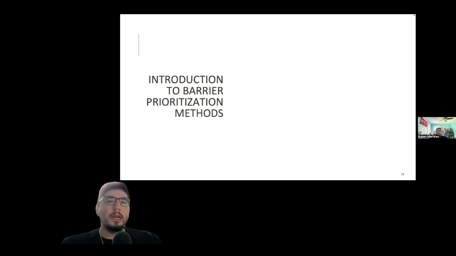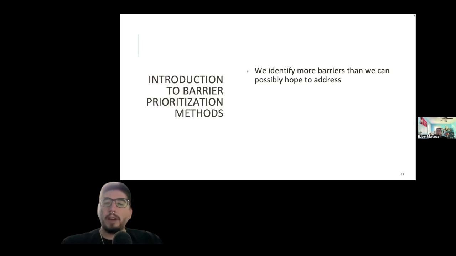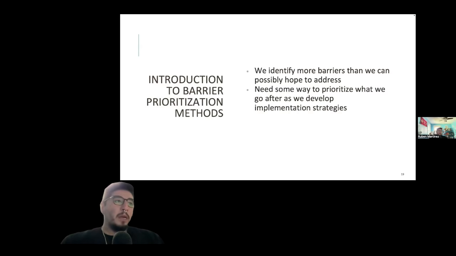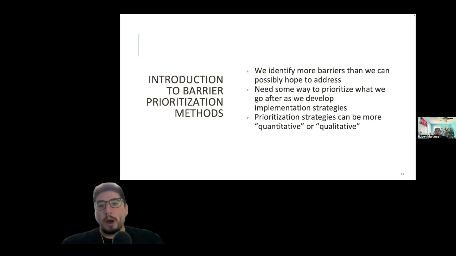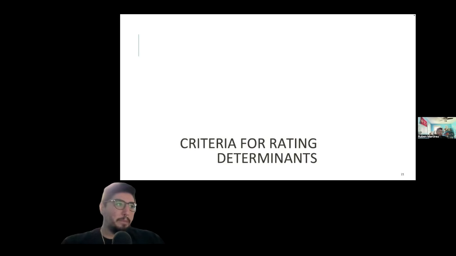Okay, so just a quick introduction. We identify more barriers than we can hope to address, and sometimes they're out of our control. We have to have a way to prioritize what we go after as we develop our implementation strategies. And we can do this in a quantitative way or a qualitative way.